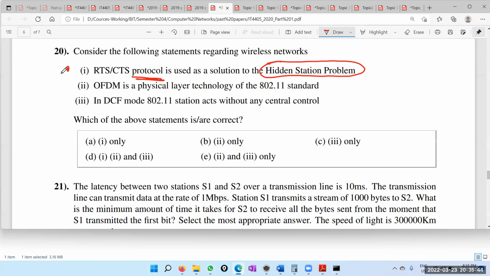OFDM is a physical layer technology of 802.11. OFD, I can't remember what this is. In DCF mode, 802.11 station acts without any central control.